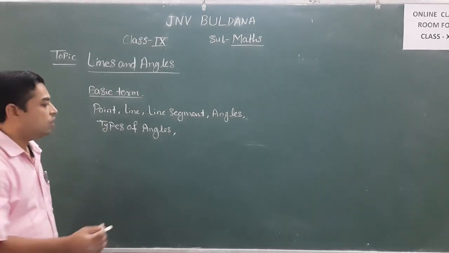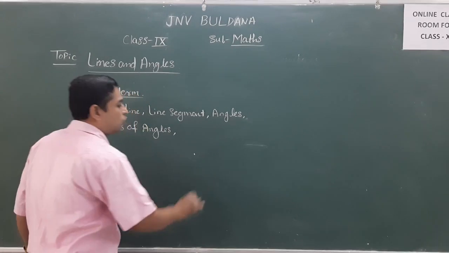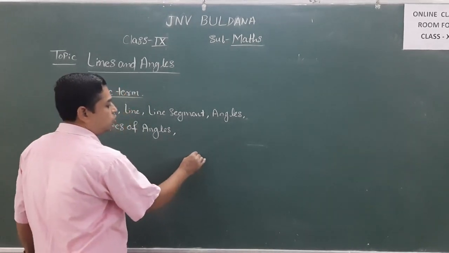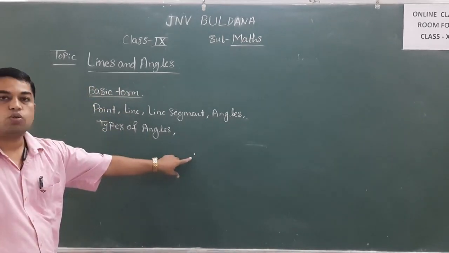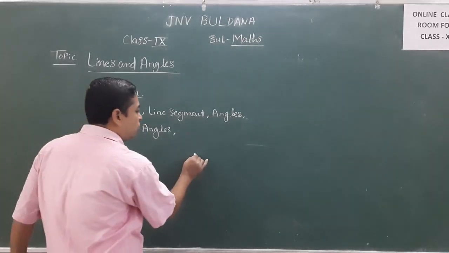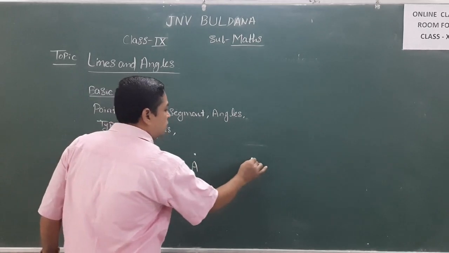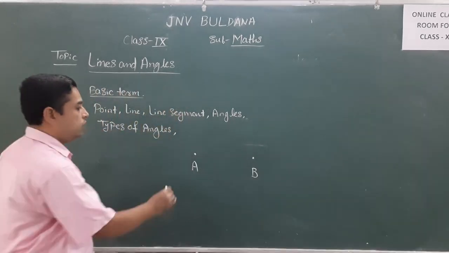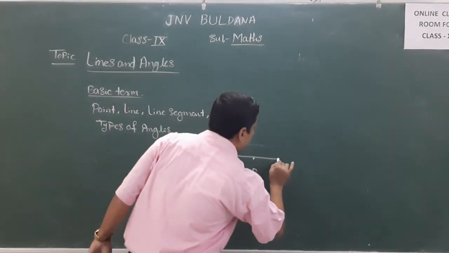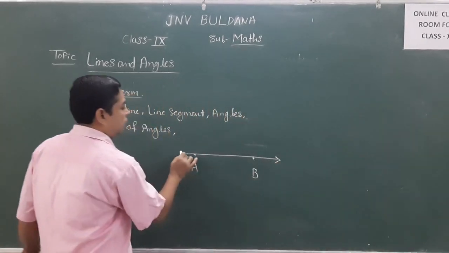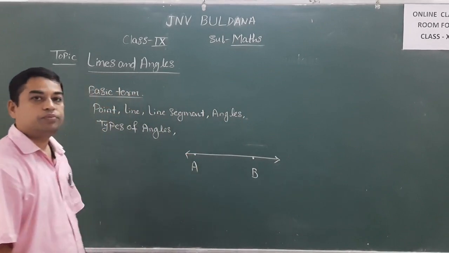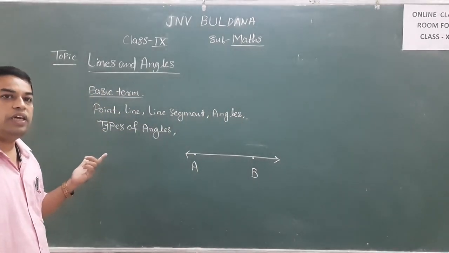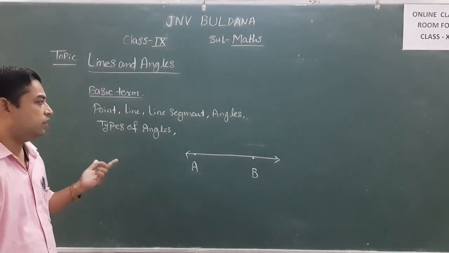If we keep one sharp pencil or chalk on the blackboard, we get one shape that is called a point. And a point is always represented by a capital letter. Suppose this is another point B, and if we join the 2 points, we get a line. And a line is an endless length.